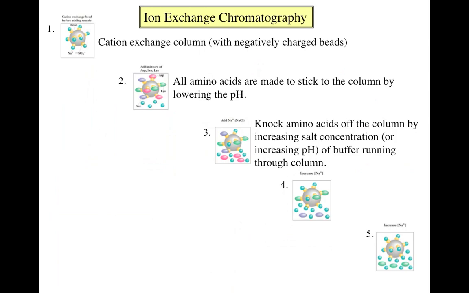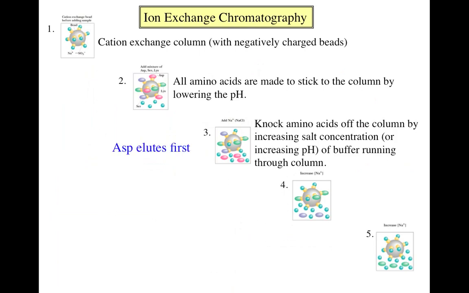You can either increase the salt concentration, or you can change the pH of the buffer being run through the column. The cation of the salt will compete with the positively charged amino acids for the negatively charged beads, causing those amino acids that have the strongest positive charge to stay on the column the longest. The other way to knock amino acids off the column is to increase the pH of the buffer, at which point the functional groups on the amino acids will begin to deprotonate, making the amino acids less positively charged.